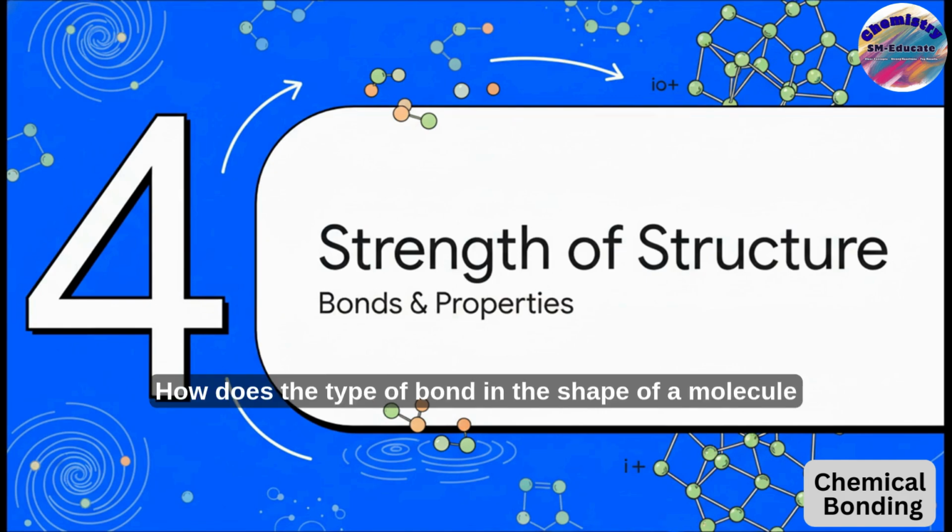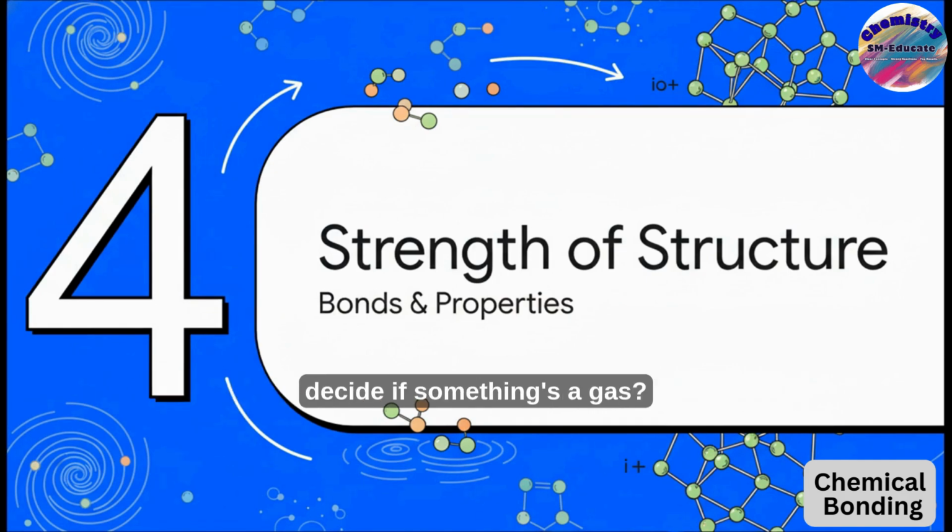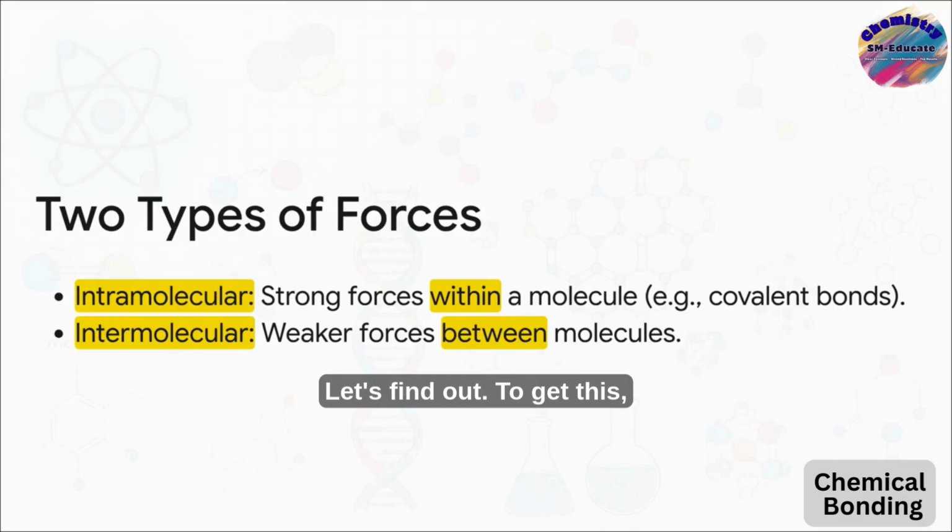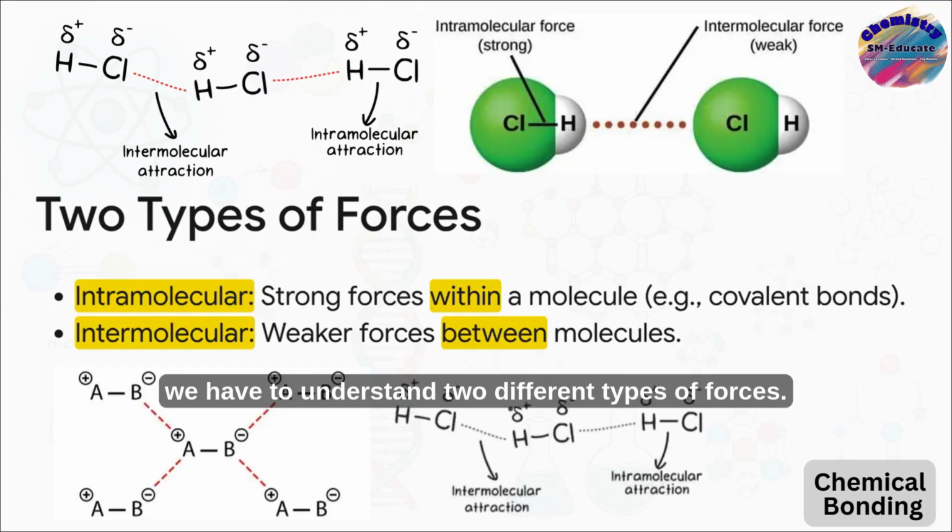So now we get to connect that tiny microscopic world to the world that we can actually see and touch. How does the type of bond and the shape of a molecule decide if something's a gas, a liquid, or a solid that's hard as a rock? Let's find out.